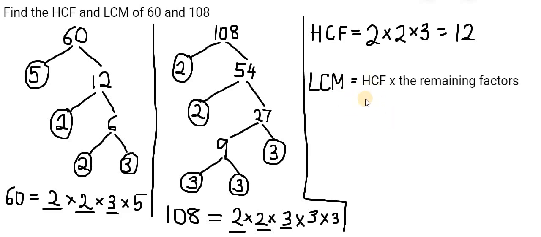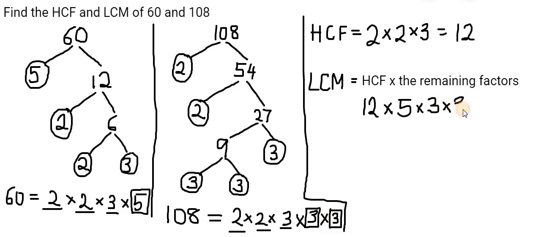Okay? And the LCM, I'm using the formula HCF times the remaining factors. So my HCF is 12. The remaining factors that were not chosen, we box them up, so that's 5. So times 5. And then we go to 108, so there's 3 there. So we go times 3. And there's another 3 that wasn't chosen. So we go times another 3. So if we put that all together, 12 times 5, that's 60. Times 3, that's 180. Times 3, that's 540. So the LCM is 540.